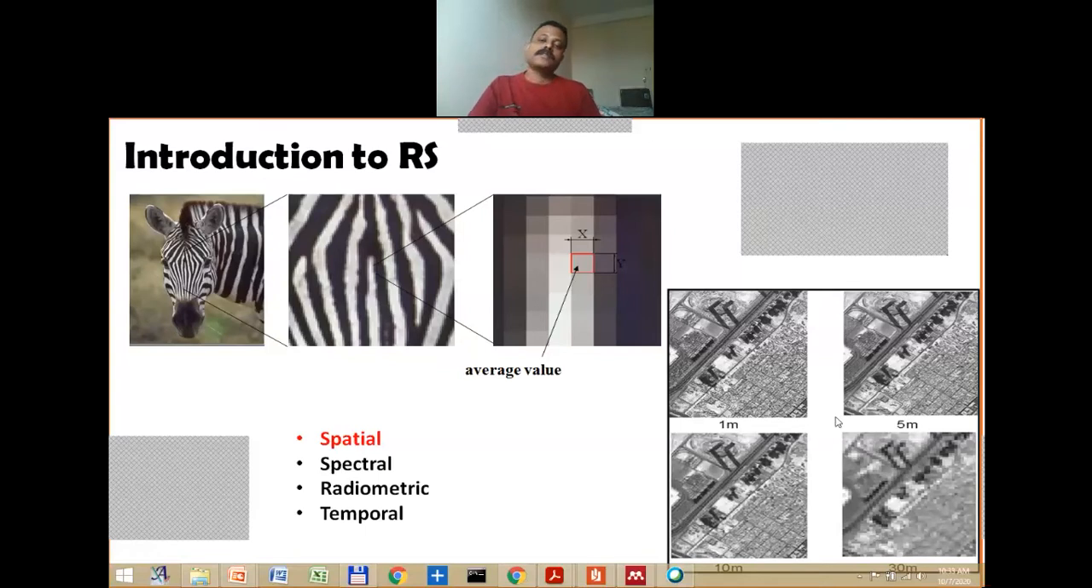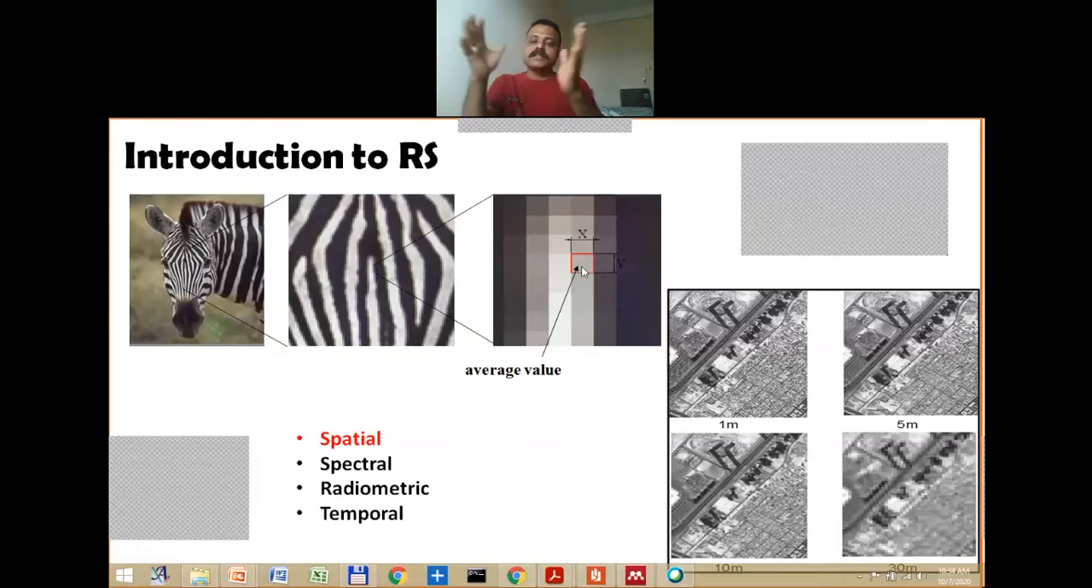Third image, pixel size is 10 meter by 10 meter. That means 10 by 10, 100 square meter. That means this one particular box is an average information coming from 100 square meter on the ground. Last one, 30 meter by 30 meter. That means 30 by 30, 900 square meter on the ground.